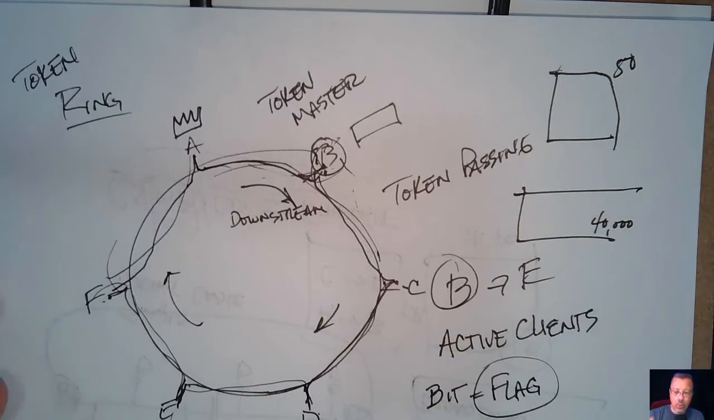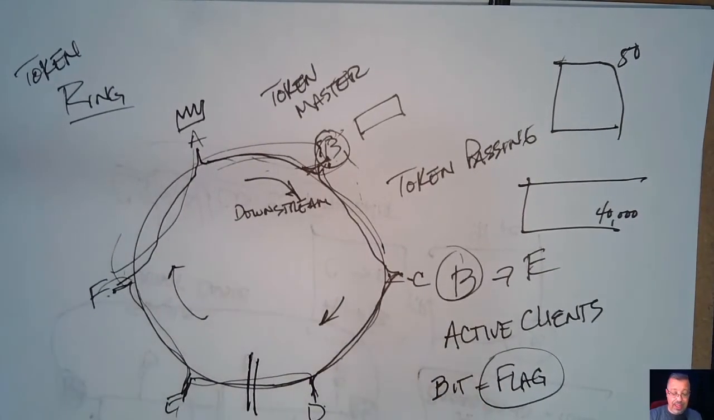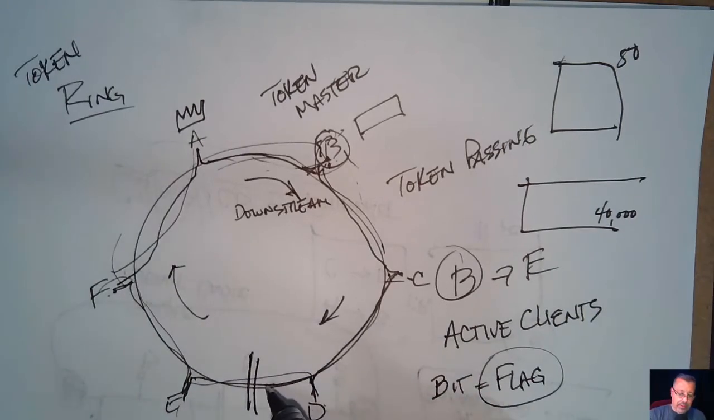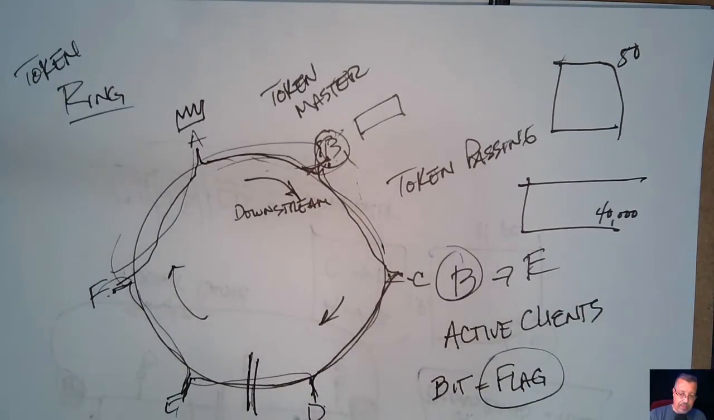Now, one of the issues that we have with Ring, what happens if there's a break? Well, if there is a break, then we have a problem. We have an unterminated network, and everything's going to stop.